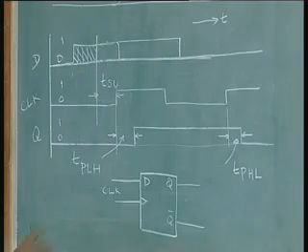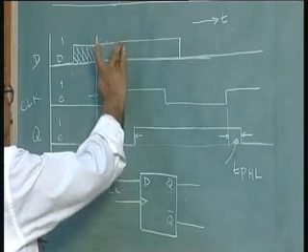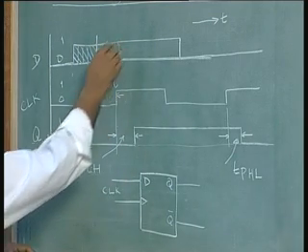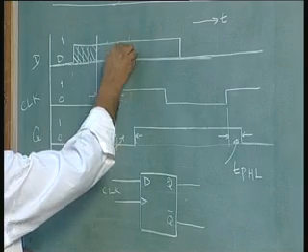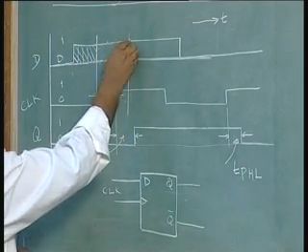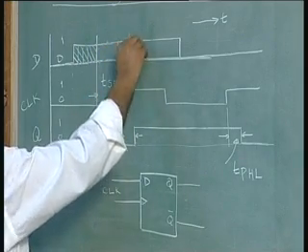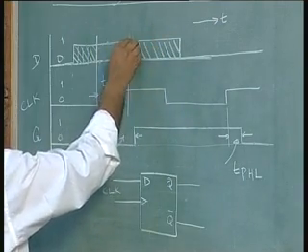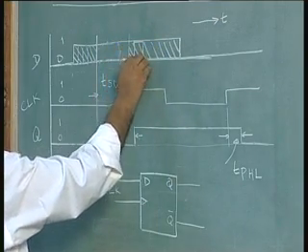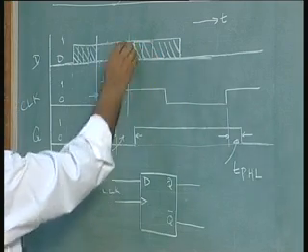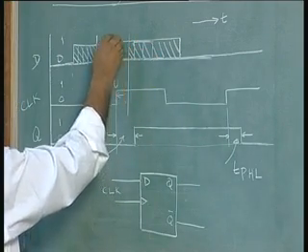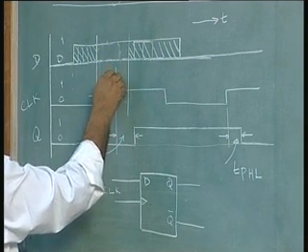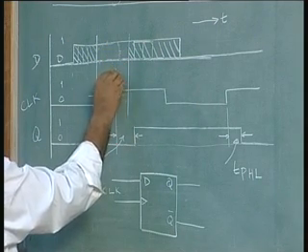So, there is a minimum time for which the input should remain stable after the clock transition occurs, and that time I will put arbitrarily here, beyond which D can change any time. There is no need for D to extend up to this point. It can go here down, it can go here down, it can go here down, and so forth. But this period is something which we cannot eliminate. This period is called hold time.